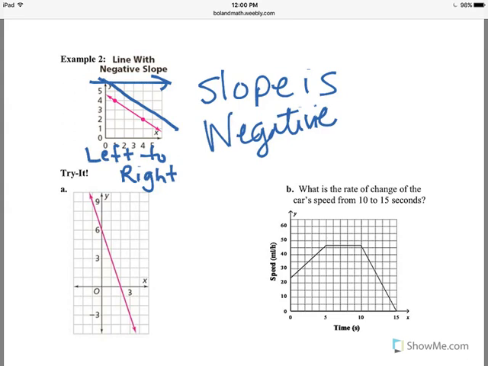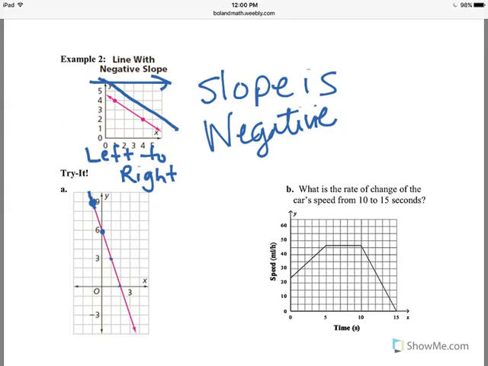Okay, so we're going to do the same thing that we did for the first examples that were positive, but instead of counting up, we're counting down now. So for A, you'll travel down your line and pick points that intersect with the grid perfectly. So pick this point right here, and then keep traveling down, pick this point, keep traveling down your line, pick that point, and then you're going to count.